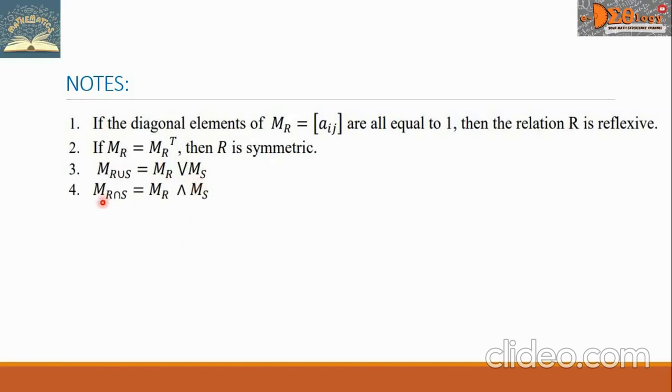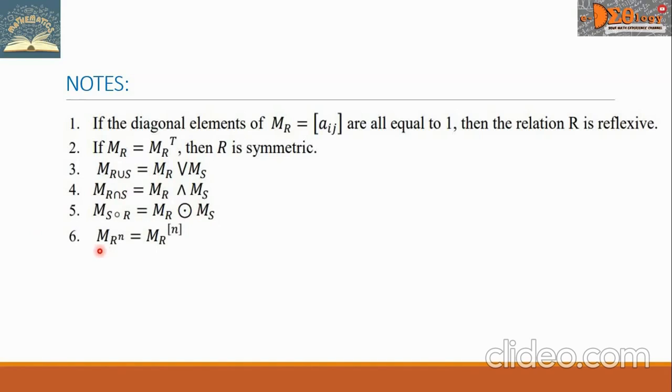Number 4, the M of R intersect S. This is equal to M sub R meet M sub S. This symbol is also called the meet of the matrices. Number 5, the matrix of R composition S. This is equal to M sub R Boolean product with M sub S.